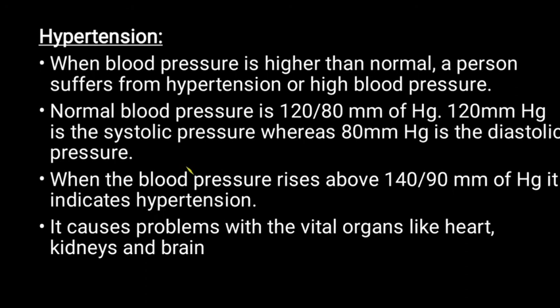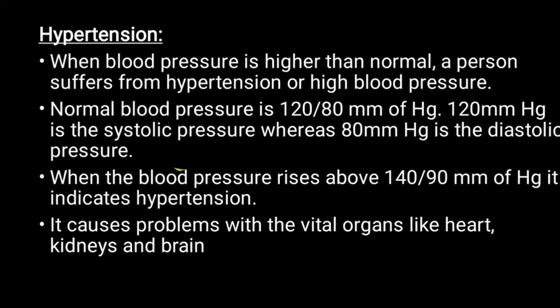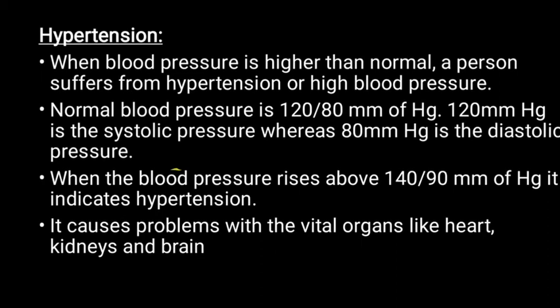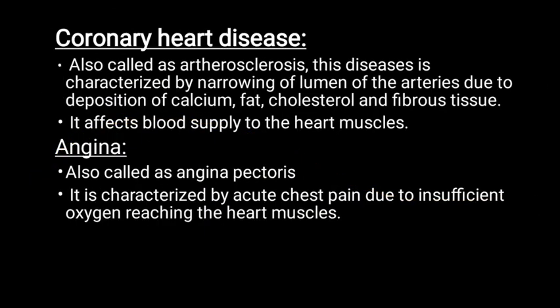Now let us revise what we have learned. Hypertension, the first circulatory disorder we learned, is due to an increase in the normal pressure, that is 140 over 90 mm of Hg, which can lead to CAD or coronary artery disease. Coronary artery disease is otherwise called arteriosclerosis, which is caused due to narrowing of the lumen of the arteries due to deposition of calcium, fat, and cholesterol.